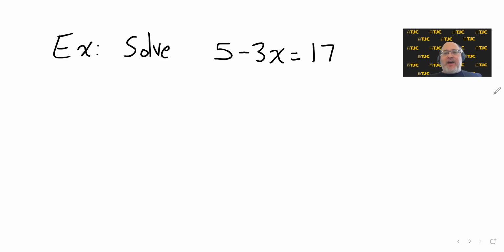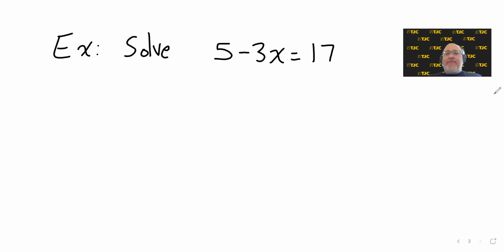What is done to the x? Well, it's multiplied by 3, and then that result is subtracted from 5. In other words, if I was doing the order of operations, this 3 times whatever would happen first, followed by that subtraction problem, which means if I undo it in reverse order, I have to deal with the subtraction problem first.